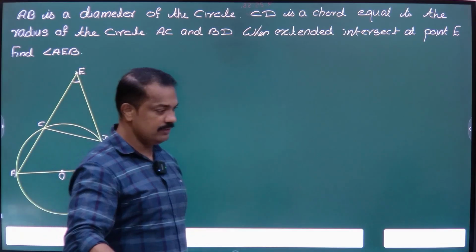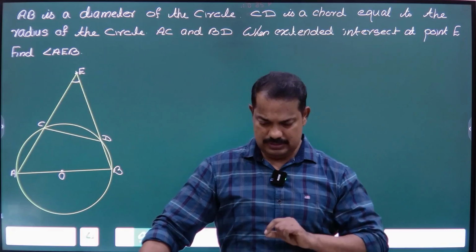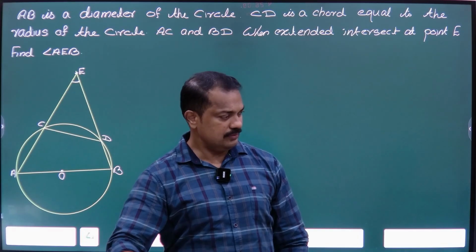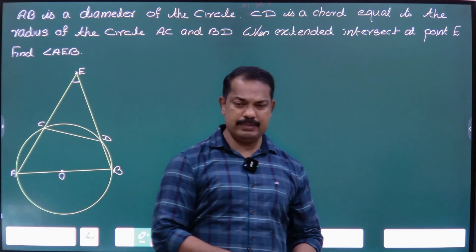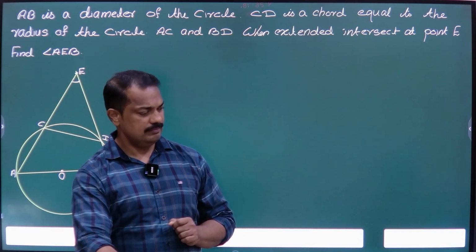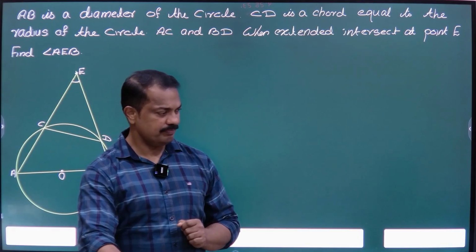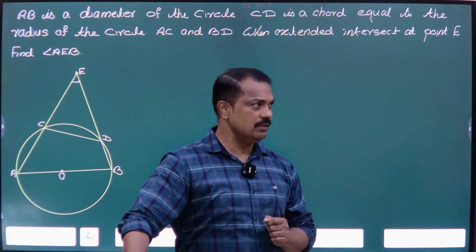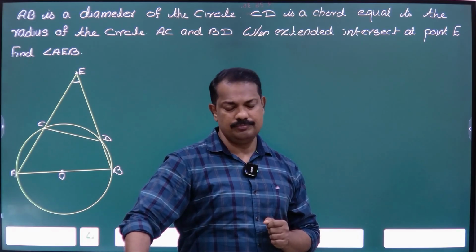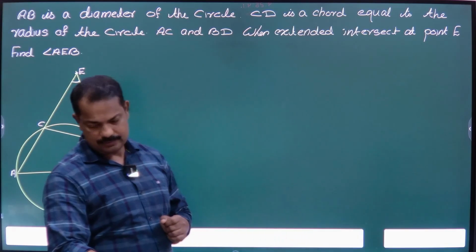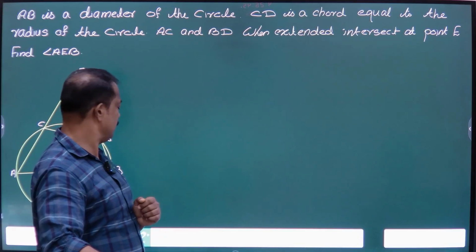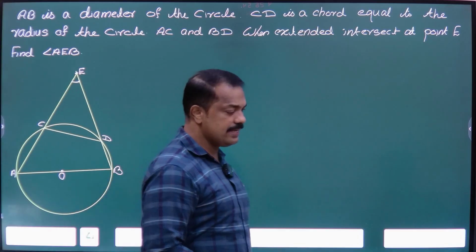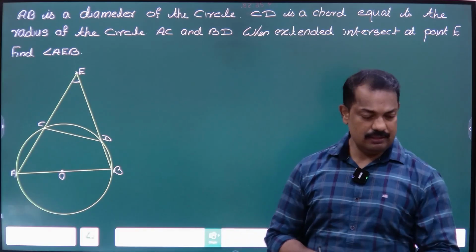Given: a circle with center O such that AB is the diameter of the circle and CD is a chord equal to the radius of the circle. To find: angle AEB.